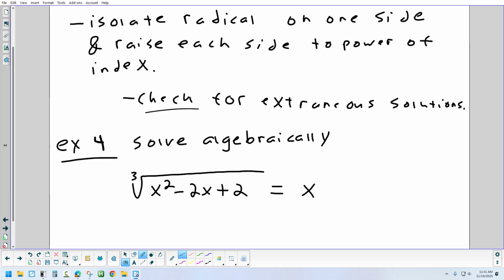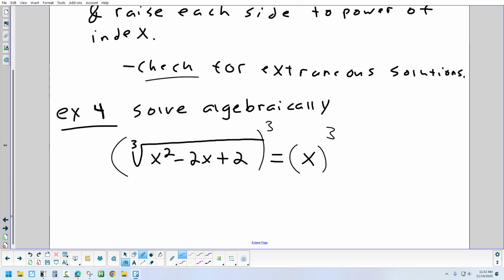All right, so in this one, it's perfect. We already have the radical by itself. If you had something like this, then no, you do not have the radical by itself. You'd have to minus that 7 to the other side first. But we don't have that. So we're going to cancel that cube root by raising each side to the third power. So raise this to the third. Raise that to the third. When you cube and cube root, they cancel each other out.